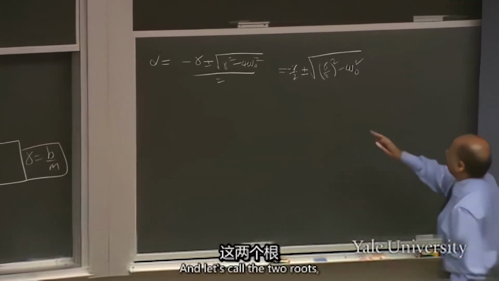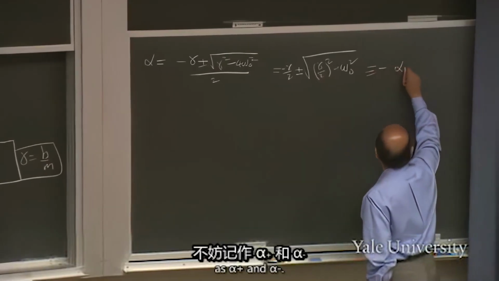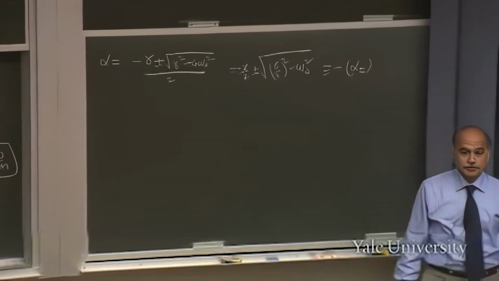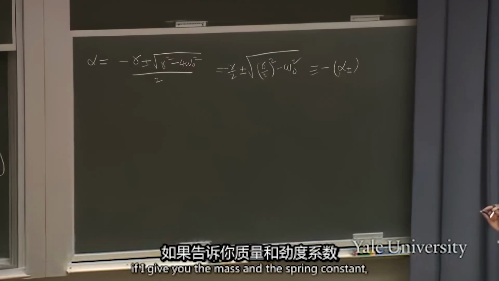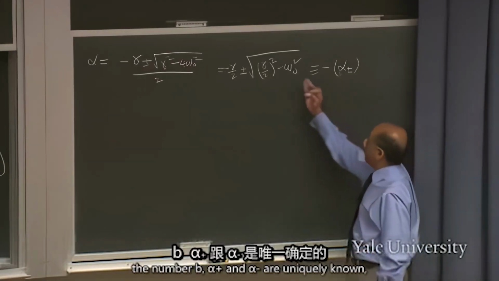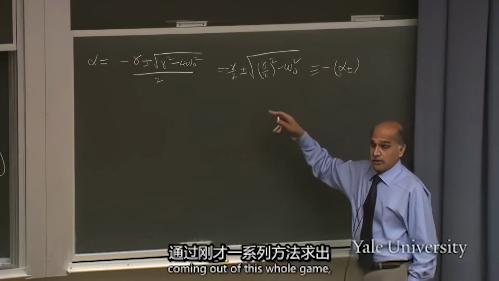And let's call the two roots, one with a plus sign and one with a minus sign, alpha plus and minus. This is a shorthand for this whole combination. Do you understand that if I give you the mass and the spring constant, and I give you the coefficient of friction, the number b, alpha plus and alpha minus are uniquely known? So you'll get two precise numbers coming out of this whole game.